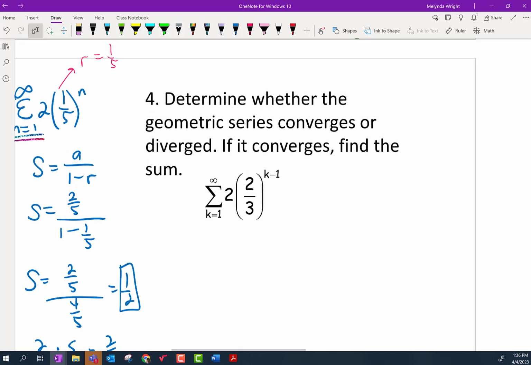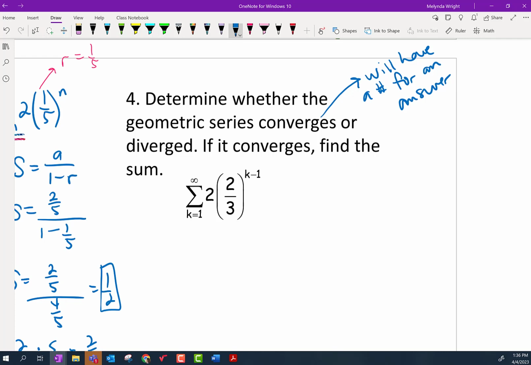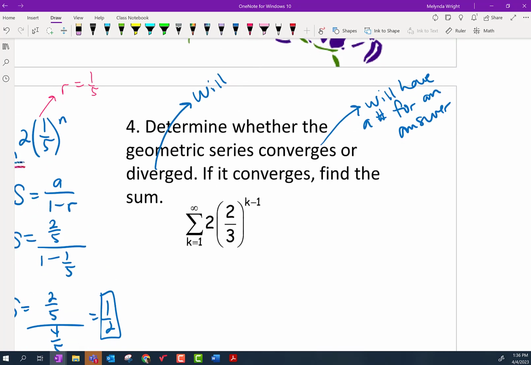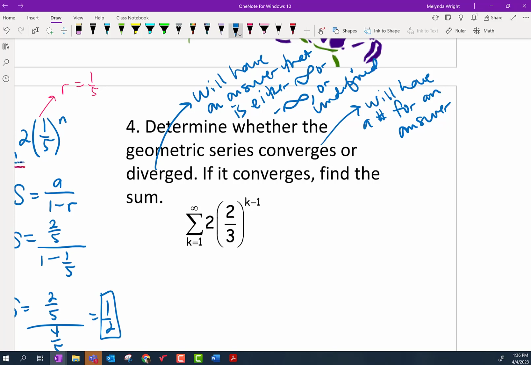All right, so what does it mean to converge? It means that you will have a number for an answer. A number like 5. Not a concept like infinity, okay? What does it mean to diverge? It means you will have an answer that is either infinity or negative infinity or something undefined. That's what that means. So diverging means that you're basically not going to get a normal answer. It's going to be weird, like infinity or negative infinity or undefined.